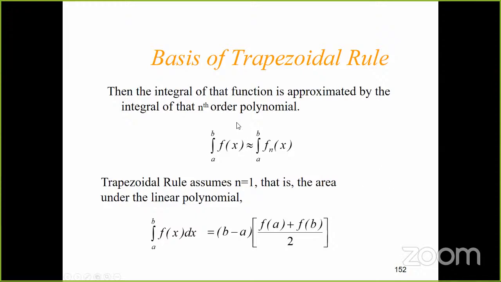The integral of f of x between the limits a to b is equal to the integral of f n of x between a to b. The trapezoidal rule assumes n equal to 1, the area under the linear polynomial. The integral of f of x dx from a to b is b minus a, times the value of the function at a plus the value of the function at b, over 2. This is the formula of the trapezoidal rule.